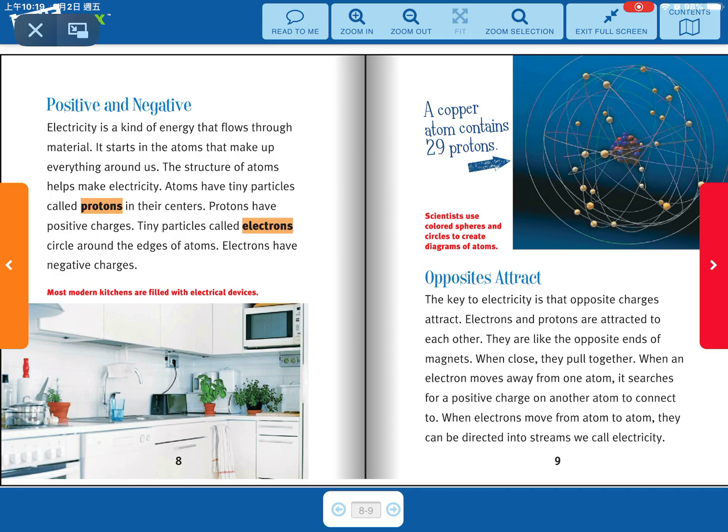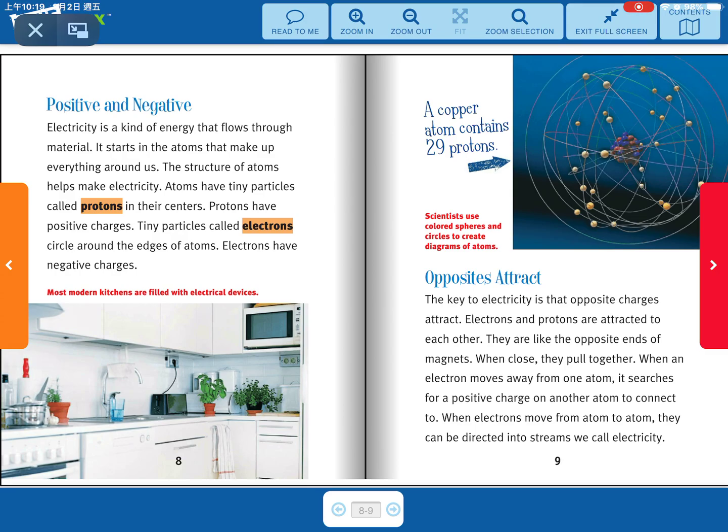Positive and negative. Electricity is a kind of energy that flows through material. It starts in atoms that make up everything around us. The structure of atoms helps make electricity. Atoms have tiny particles called protons in their center. Protons have positive charges. Tiny particles called electrons circle around the edge of the atom. Electrons have negative charges. Opposites attract.